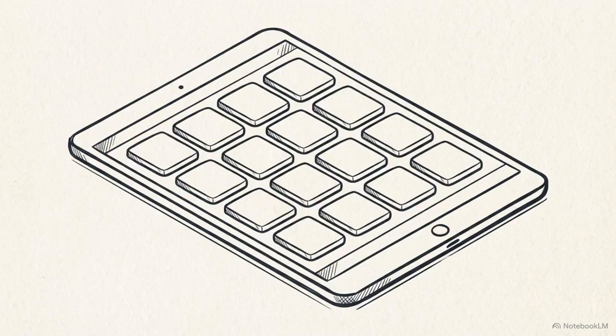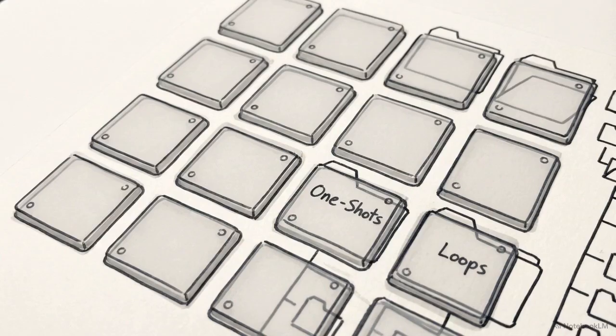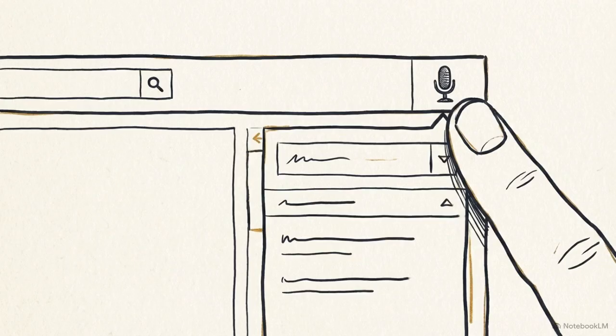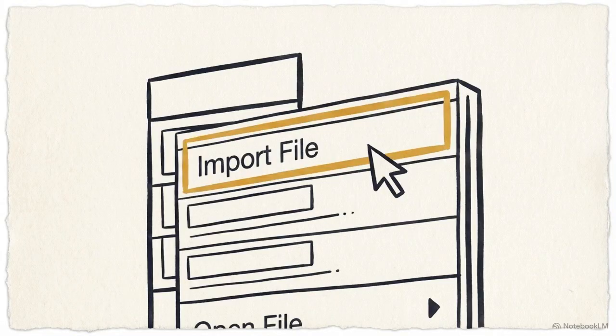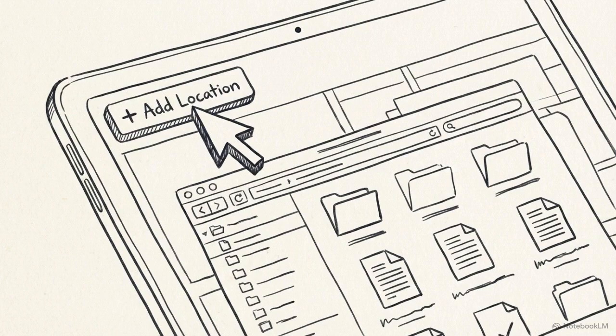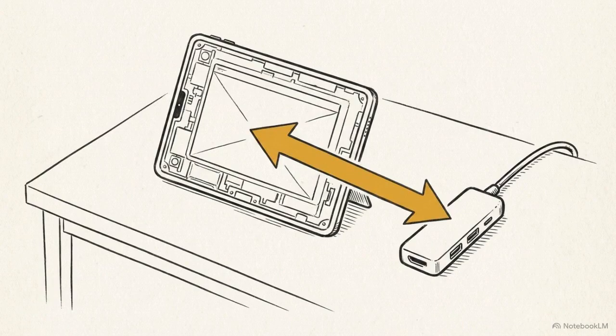Now we connect the software to your hardware. Treat your sampler's interface as a window looking out into your external drive, rather than a storage container. To access your custom browser, tap the microphone icon to open the main menu, select Import File, and navigate directly to your dedicated samples directory. Here, you use the Add Location function. This creates a direct, permanent bridge between the sampler and your external root folders.